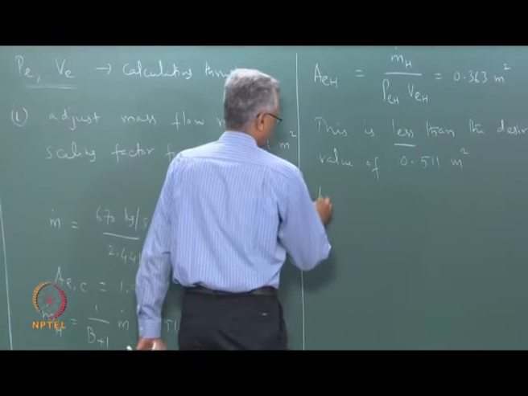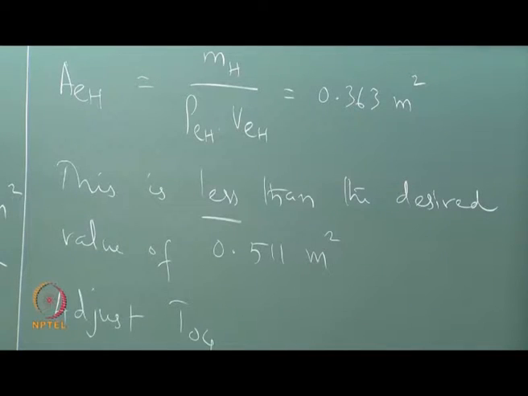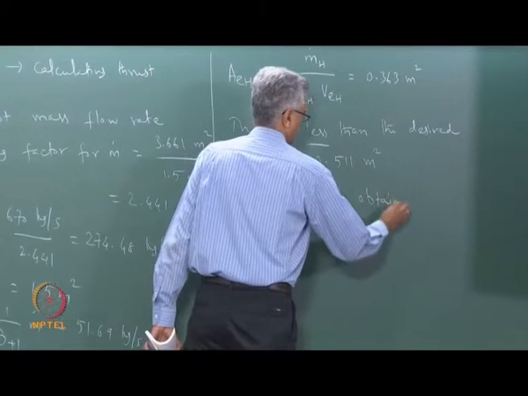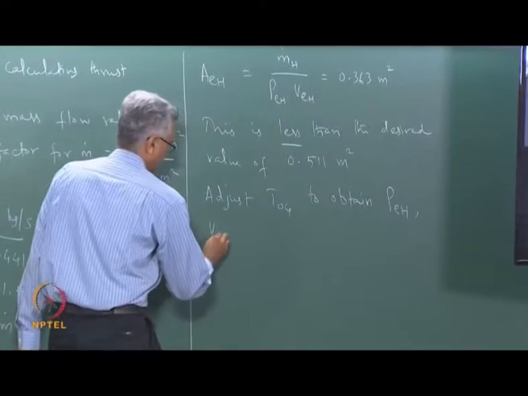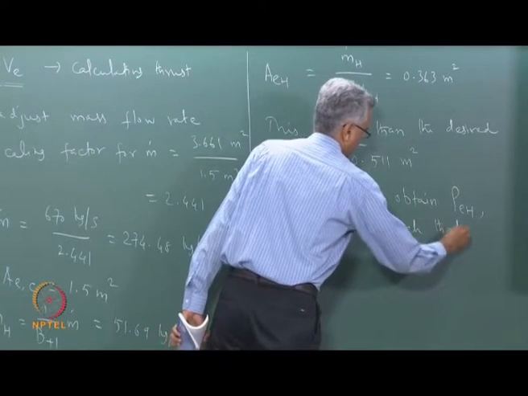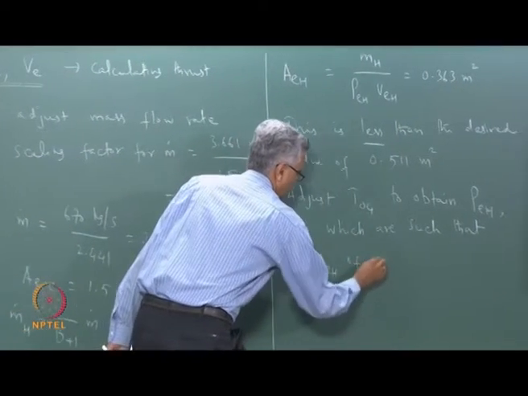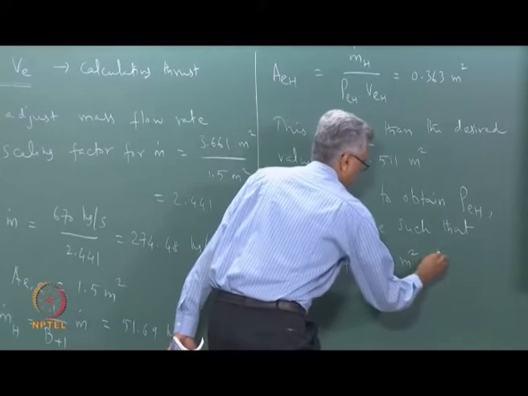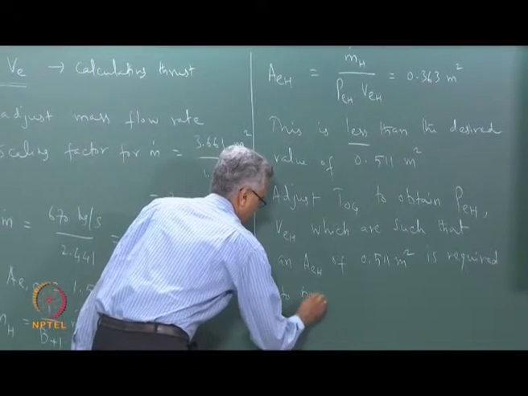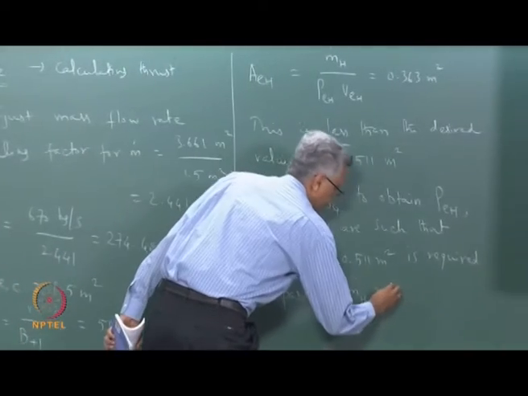So what we need to do is adjust T04 to obtain rho EH and VEH, which are such that an AEH of 0.511 meter square is required to pass m dot h, which is 51.69 kg per second.